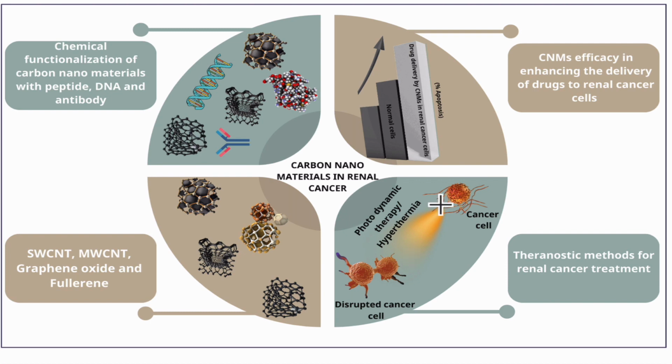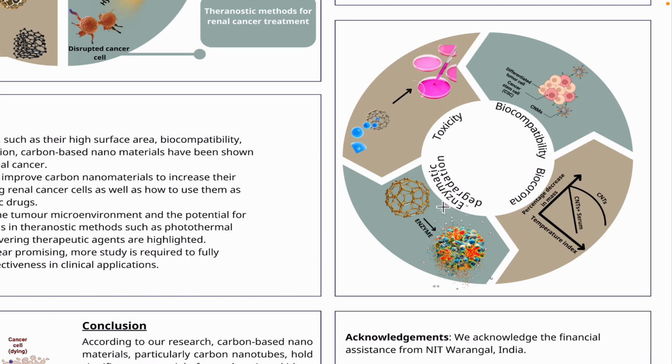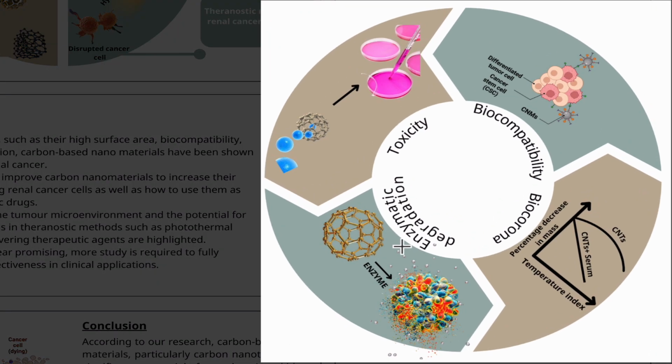Similarly, reactive oxygen species are created which are capable of killing renal cell carcinoma during photodynamic therapy using photosensitizing agents. Carbon nanomaterials absorb a specific wavelength of light, making them appropriate for use as photosensitizers in photodynamic therapy. We also studied effects of physical characteristics like toxicity, enzymatic degradation, biocompatibility, and biocorona in renal cancer treatment with carbon nanotubes as shown in this diagram.